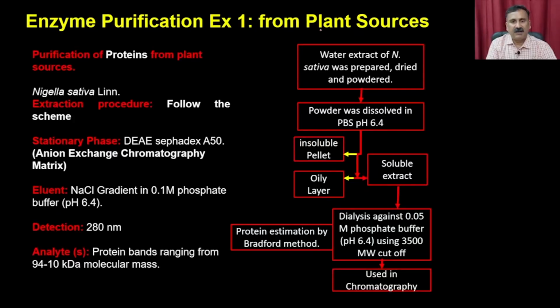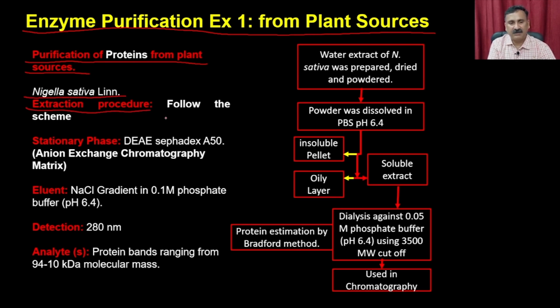So the first example is how you can do enzyme purification from plant sources. We have taken the example of the plant Nigella sativa, and you are going to do the extraction of the substance or the protein. You can follow the scheme.